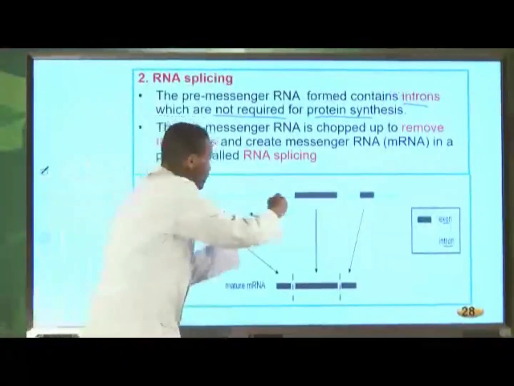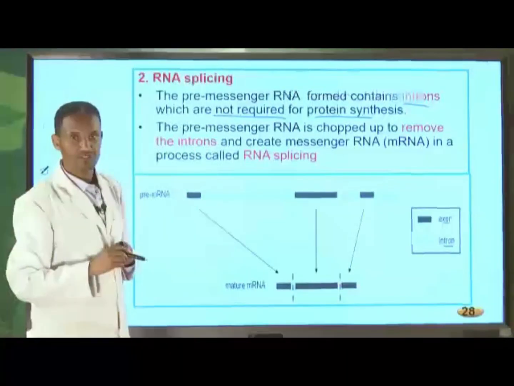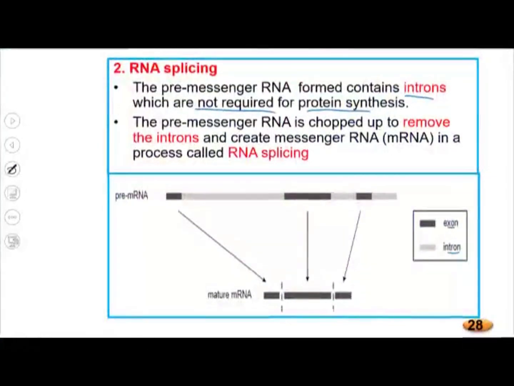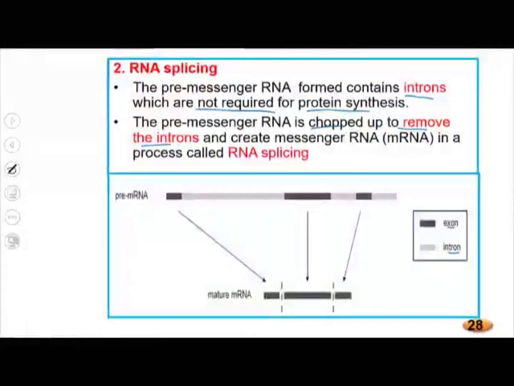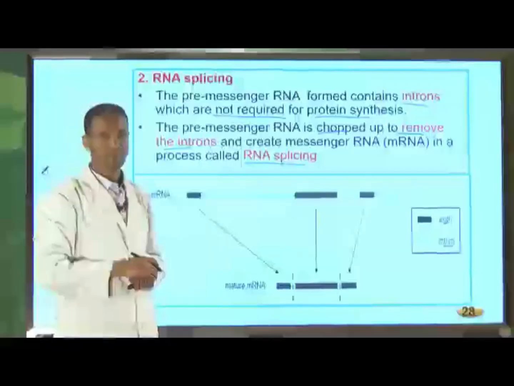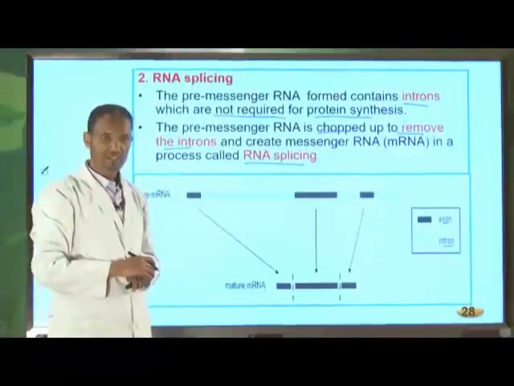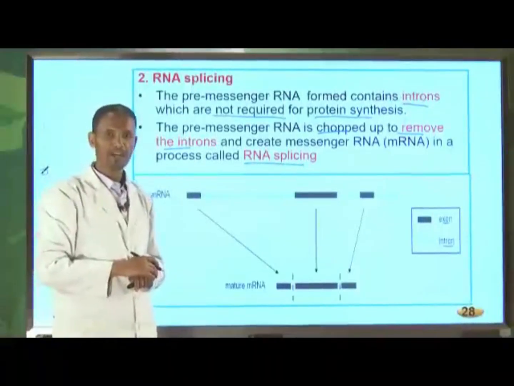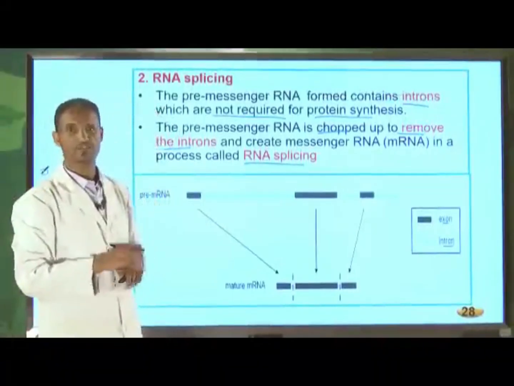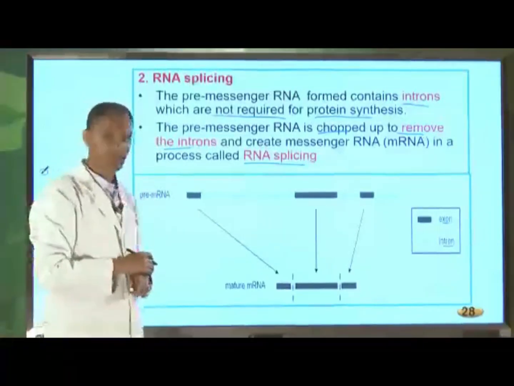The process of removing these introns from pre-messenger RNA takes place by RNA splicing. Then the pre-messenger RNA is chopped up to remove the introns and create messenger RNA. The process is so-called RNA splicing. By RNA splicing, the portion of pre-messenger RNA which is not important in the process of protein synthesis, which is the intron, is removed or chopped out.